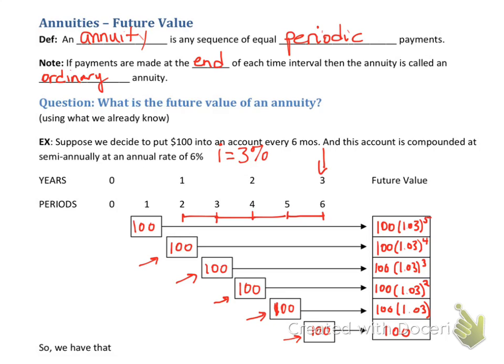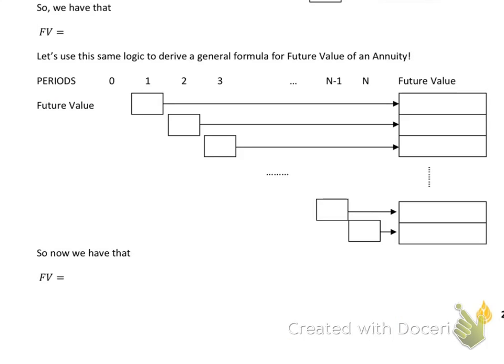Now the final value of the account is going to be this entire column added up. So let's write that out and see what we have. I'm not going to flip back to the slide, but all I'm doing is adding up the columns of what you saw up above there.